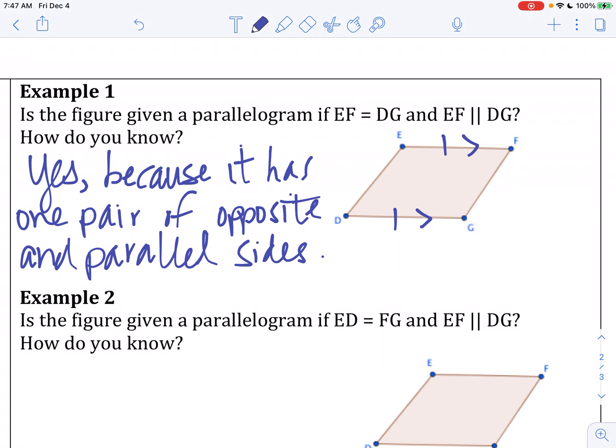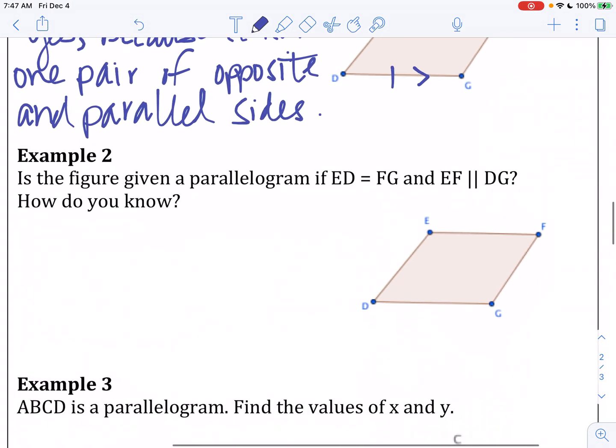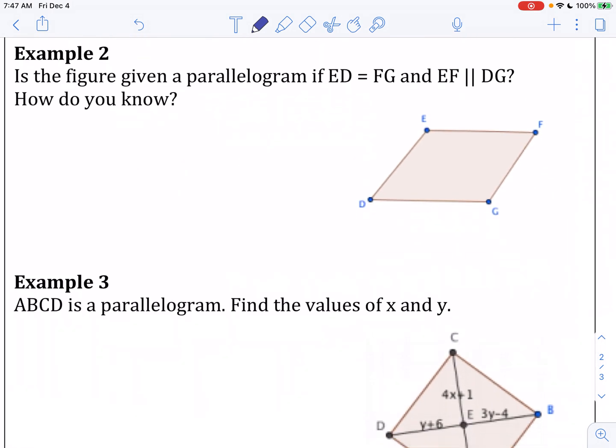Okay. Continuing on, let's try it again. Try out example 2, pause the video, and we'll compare. Hopefully you paused the video. Okay, we are given that ED is congruent to FG and that EF is parallel to DG. Now, these are properties associated with the parallelogram. We know we need to have opposite sides that are parallel and opposite sides that are congruent, but this was not on our shortcut list. So we would say, no, not enough info.